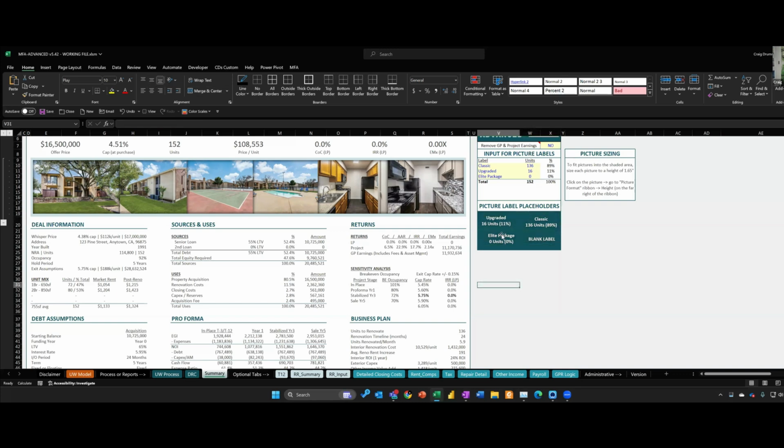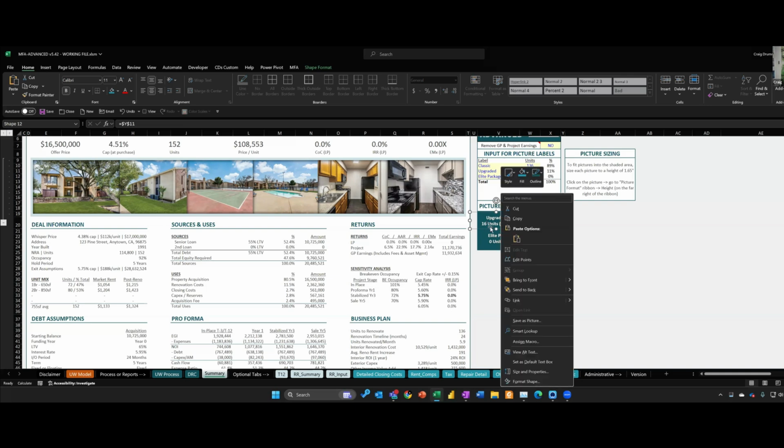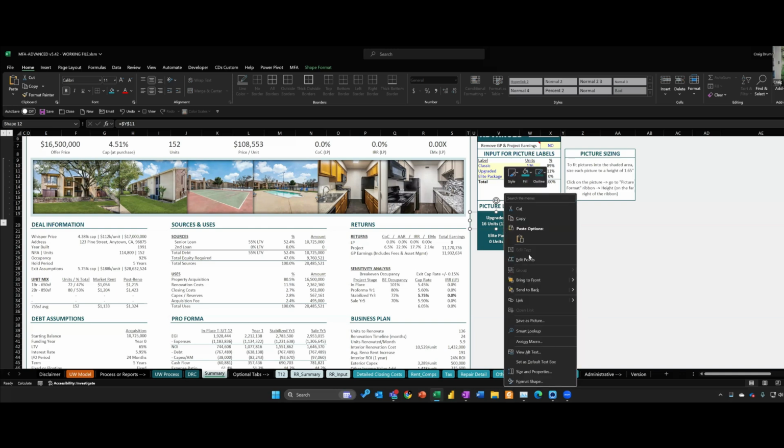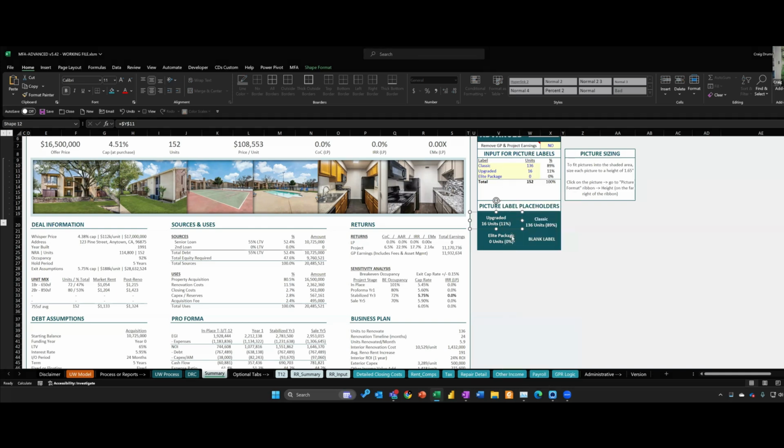So it comes directly from your underwriting. So I could tell you, in this case, 11% of units, 16 units are upgraded. Okay, so I'll just right click on that. I bring it to front because I want this label on top of the picture. So I could do this. Maybe I'll put it at the bottom. Looks easier to read on the bottom.